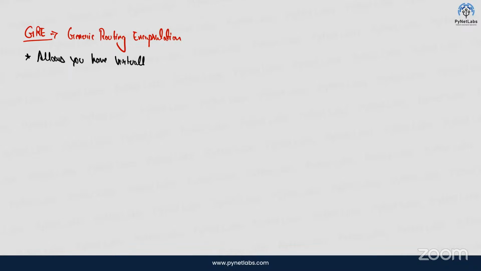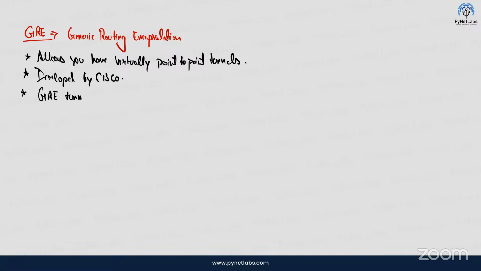So first thing we can write is: allows you to have virtually point-to-point tunnels. That's one thing, where you are going to have some point-to-point tunnels, like in the previous diagram I have already explained. And it is used when the packet needs to be sent from one network to another network over the internet. This tunneling protocol, GRE, was developed by Cisco, and these GRE tunnels are not encrypted. So I'll write this point: the GRE tunnels are not encrypted.